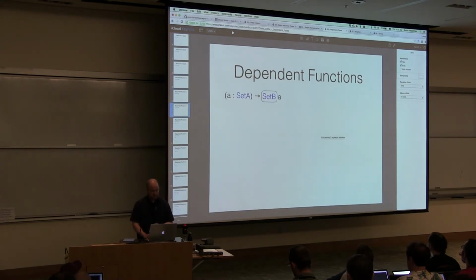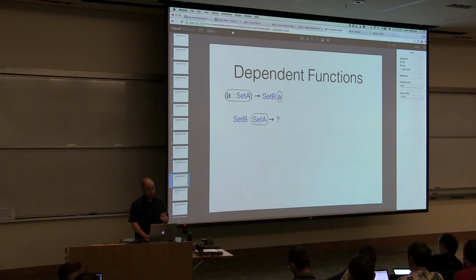So now we ask the question, well, what is the type of set B? And notice set B takes an argument A. So set B has to be a function from something to something. On the left side, it takes something of type A, whatever A is, and we know what A is. It's of type set A. So on the left of the function is going to be set A. But what's on the right side?